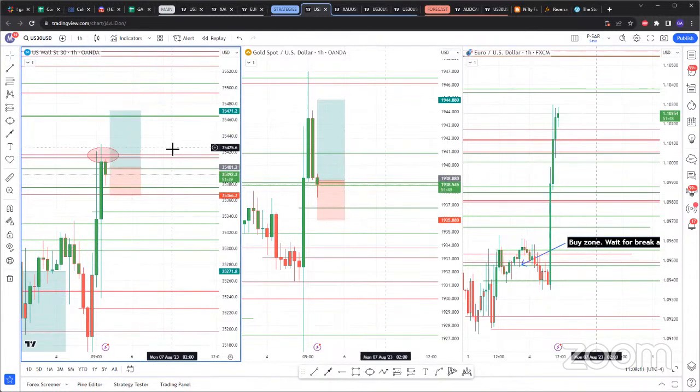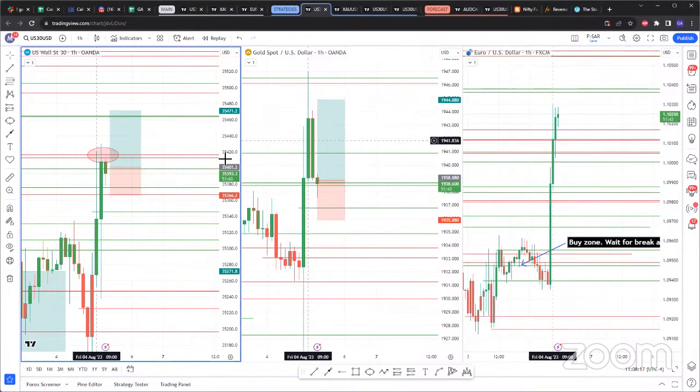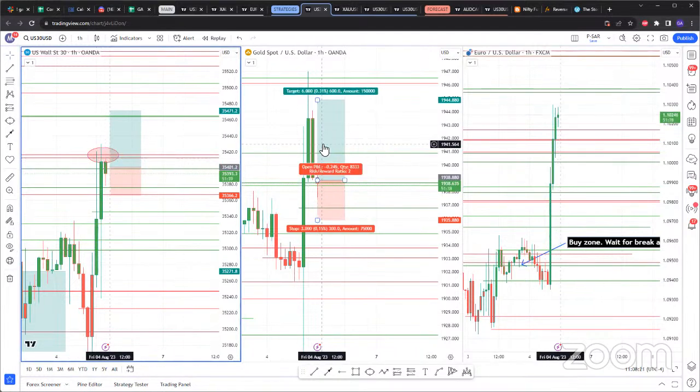Okay, there's two things. These parabolic lines, the red lines that you said the wick is rejecting off. These red and green lines, are they basically order blocks?